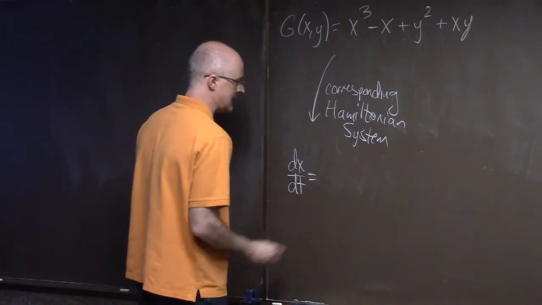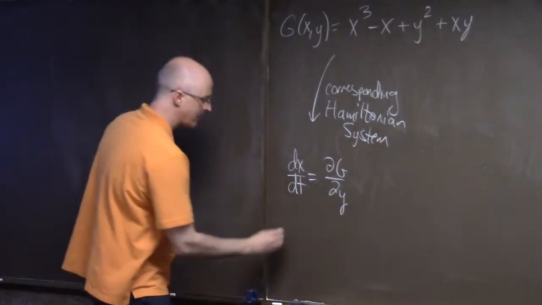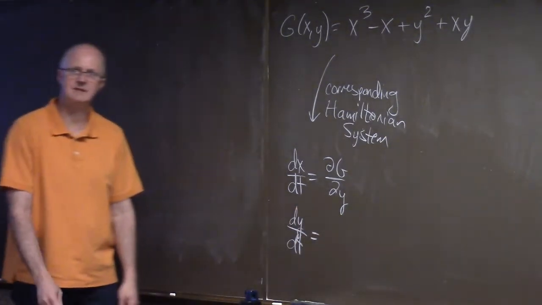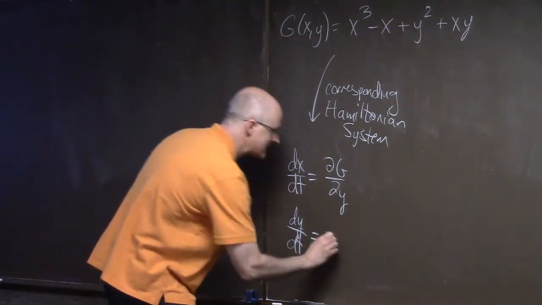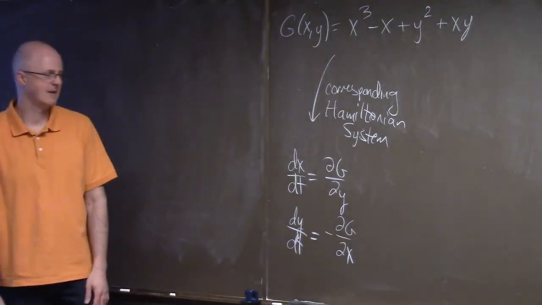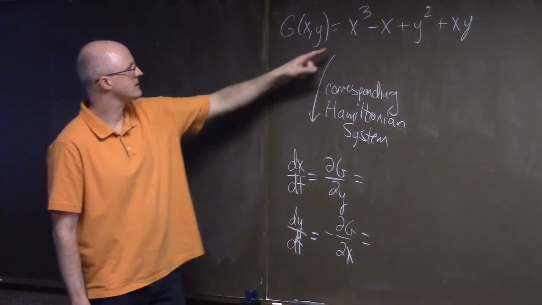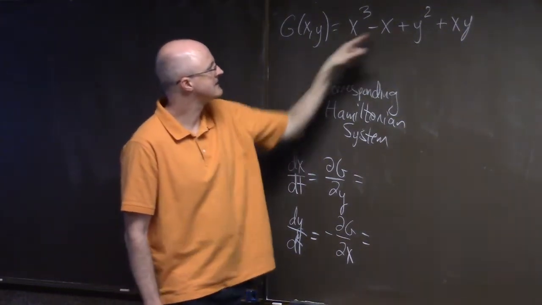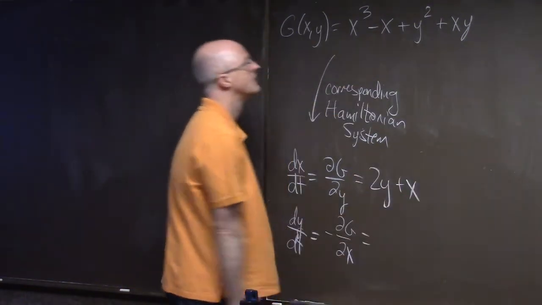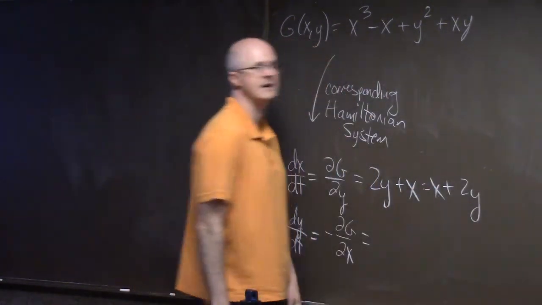dx dt is the partial of this function with respect to the second variable. And dy dt, the derivative of the second variable with respect to t, is the opposite of the partial of g with respect to the first variable. What does that simplify to here? Take the derivative of g with respect to the second variable here, y. You're going to get 0 there. You get 2y plus x. Or if you prefer, x plus 2y, putting it in the usual order.